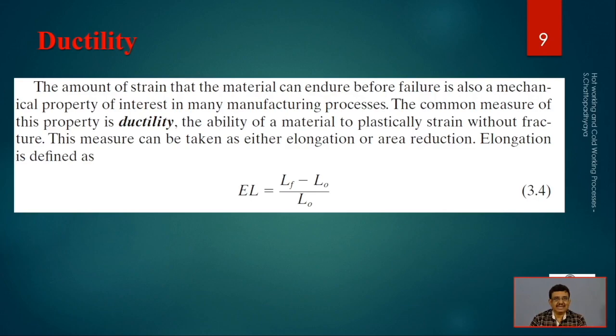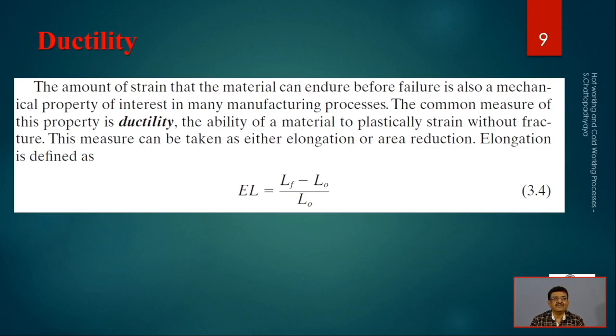The material which is highly ductile is very, very useful for metal forming. Ductility is the ability of a material to plastically strain without fracture. We want to do this straining without fracture. The more the ductility, the more plastically it can deform before the fracture. Less ductility means the endurance is less and the fracture will occur much faster. So we want those materials which are more ductile.